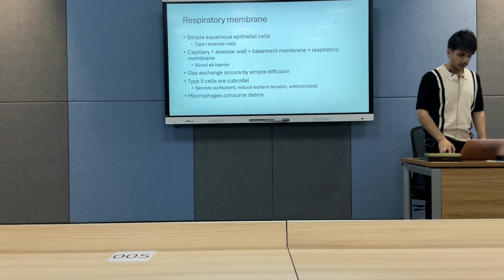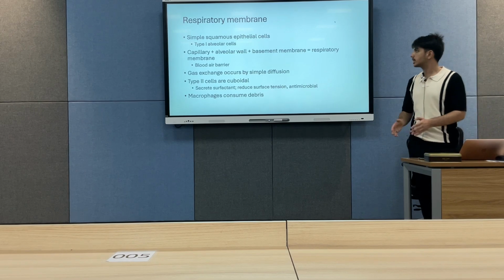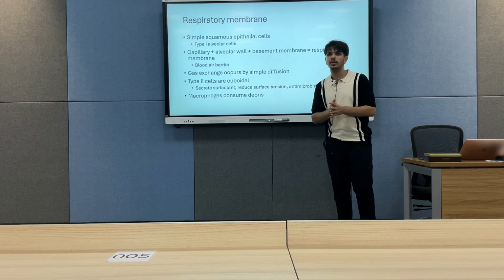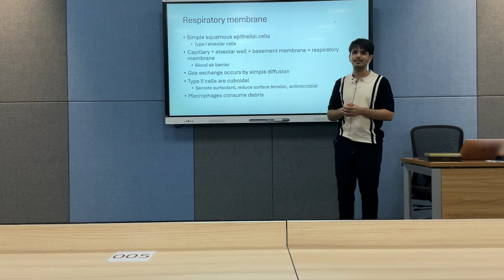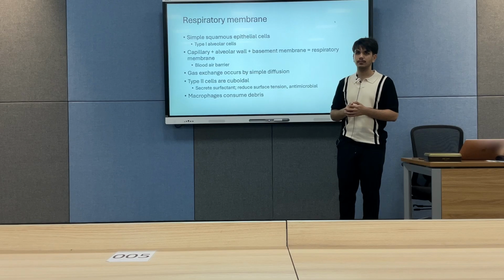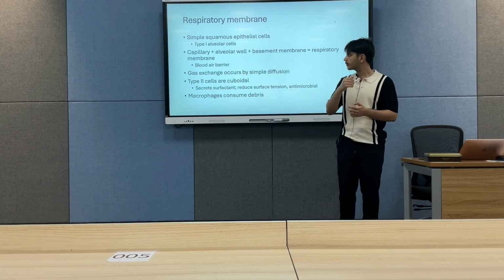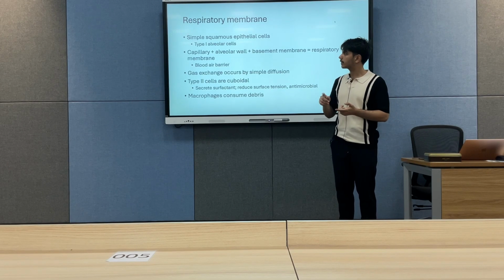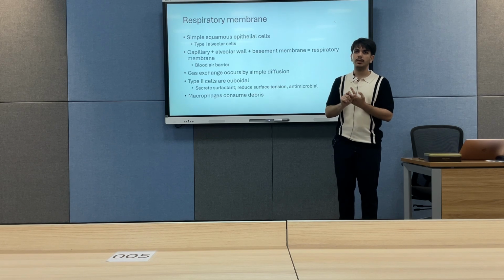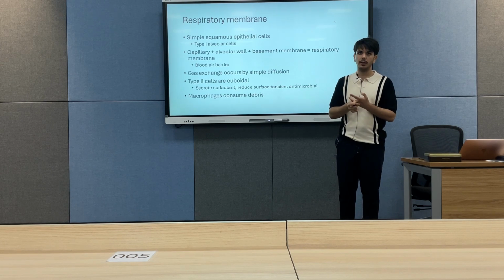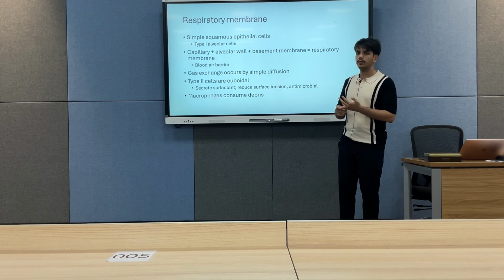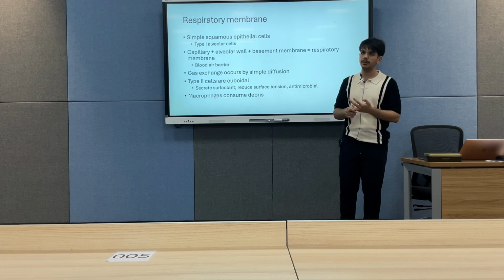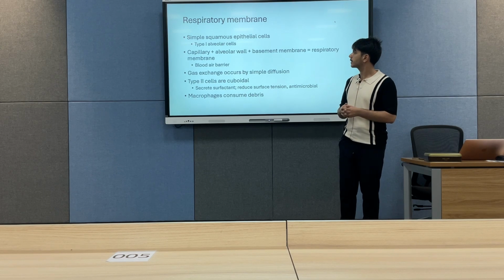Go on to the respiratory membrane. Can someone tell me the anatomy of the respiratory membrane? What is it composed of? The alveoli and the capillaries and their basement membranes that are fused together. That's correct. So you have the membrane of the capillary, the basement membrane of the alveoli, and the alveolar wall. That makes the respiratory membrane. It's also called the blood-air barrier.